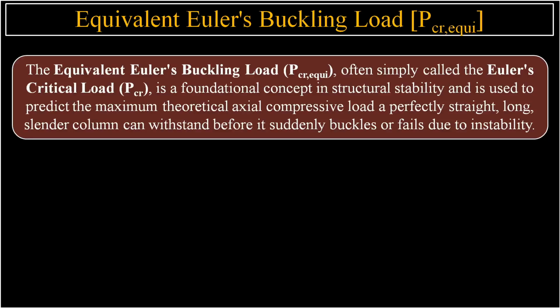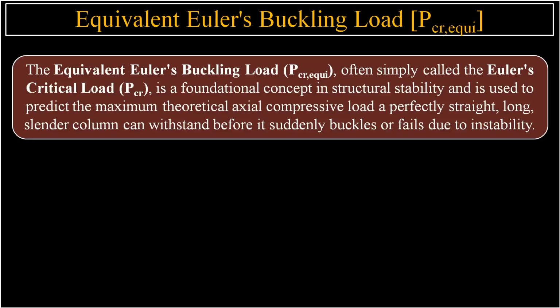In our design calculation for a long or slender column, this load is crucial. The stability of the column is directly related to its ratio of factored load to critical load, Pu divided by PCR.